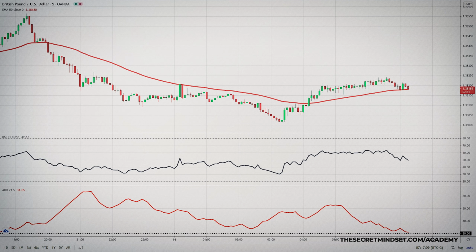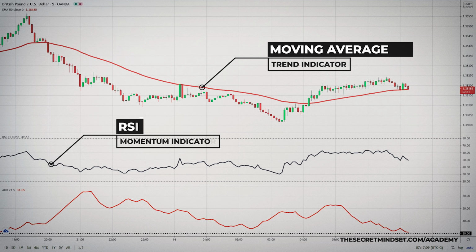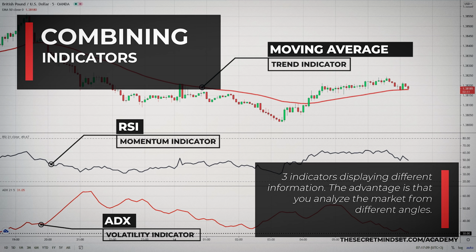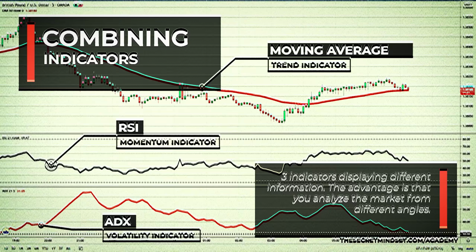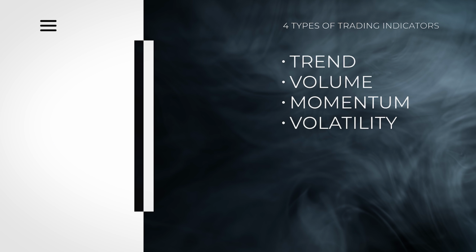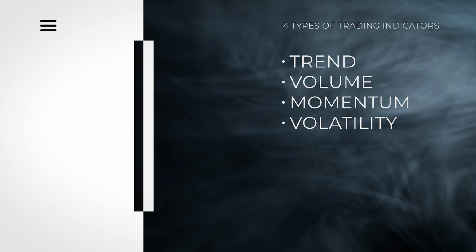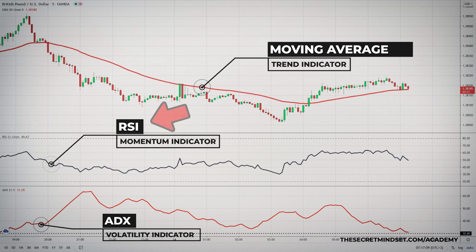The scalping strategy combines three indicators, all displaying different information. Whether prices are about to increase or decrease, the angle they each offer is different. By incorporating these three indicators, we will analyze the market from different angles. There are four general types of indicators, offering information regarding trend, volume, momentum, and volatility. We will use one of each category, excepting volume information. So, one momentum oscillator, one trend indicator, and one volatility indicator.